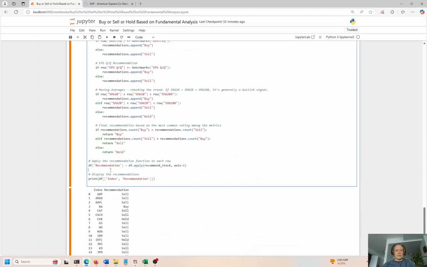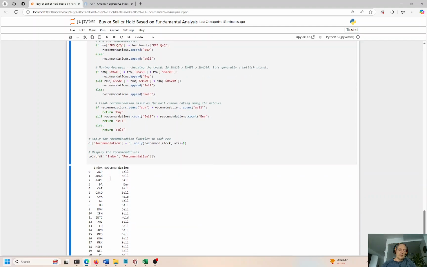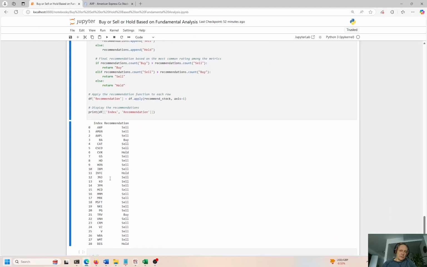So I'm going to go down here, run the script, Control Enter to run it, and here we have the final recommendation. So based on everything we saw before, the P/E, the sales, the income, all this is the recommendation here. Sell these stocks. BA, this is Boeing, this is a buy. There's a couple holds. I see a hold there and a hold down here, and just a couple of buys. TRV. There's another sell there. There's another hold. A lot of these are sells.